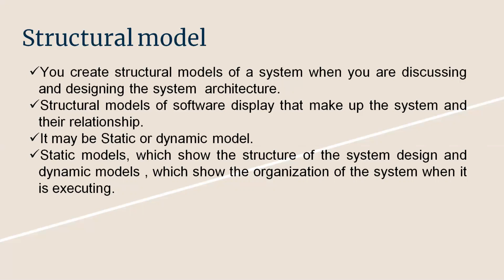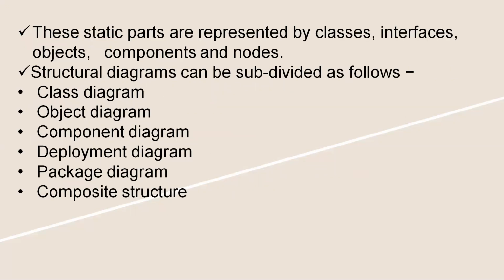In the static system architecture, the design will be static, and components show the static functions or responsibilities. And whenever we prepare a dynamic model, it shows the execution state, and it shows the process of the project and the architecture. Now these static parts are represented by classes, interfaces, objects, components, and nodes. So structural models are basically represented by the classes, interfaces, objects, components, and nodes.